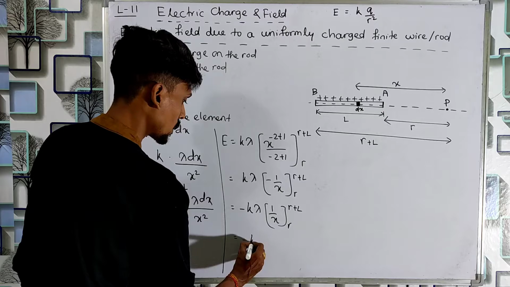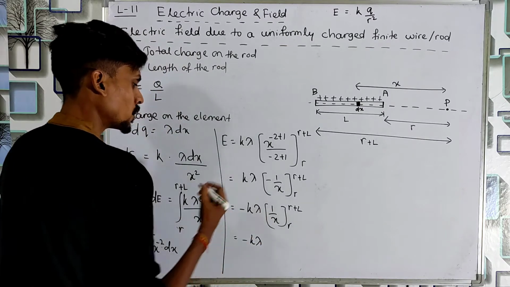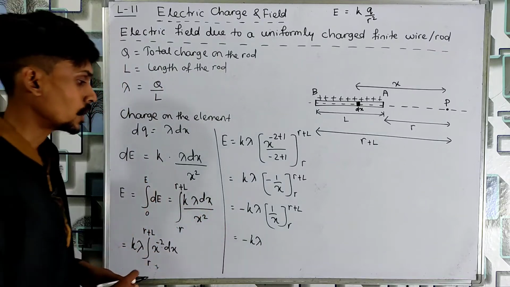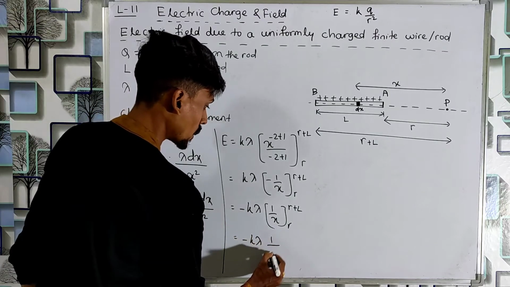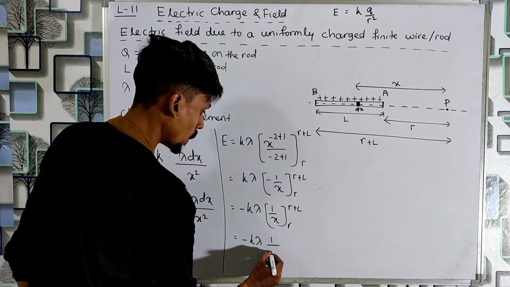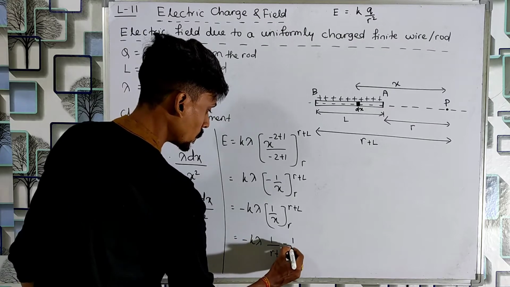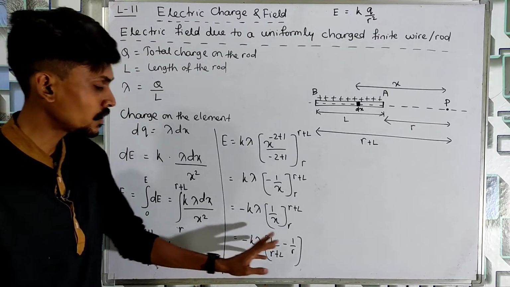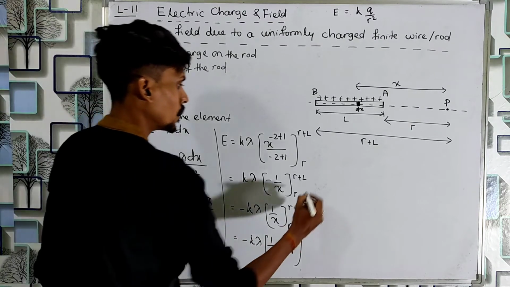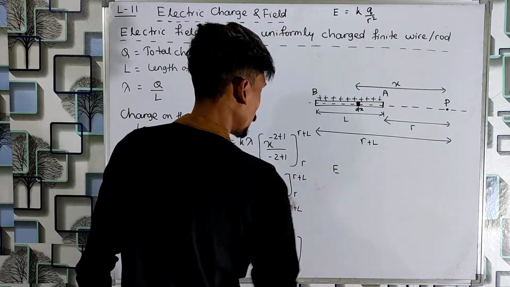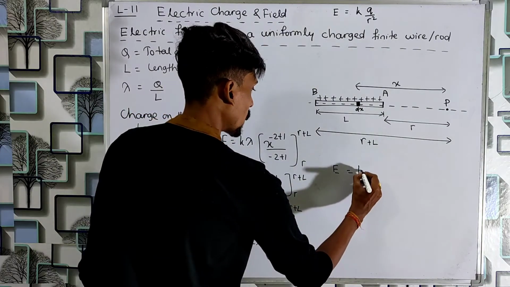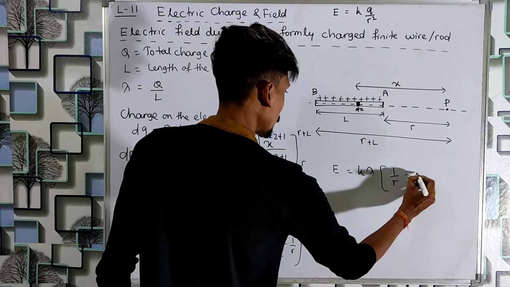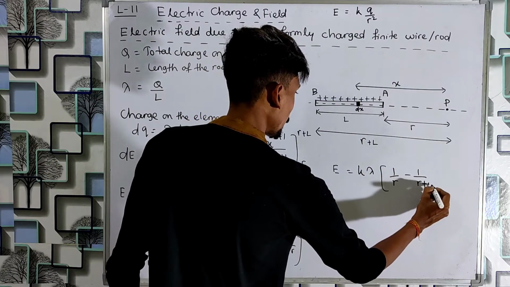This is equal to minus k into lambda. First you have to put the upper limit in place of x, and then you have to put the lower limit. So the upper limit will be R plus L. So it is 1 by R plus L minus 1 by R. And now if you take this negative sign inside the bracket, then the final expression for electric field will be how much? K into lambda whole into 1 by R minus 1 by R plus L.